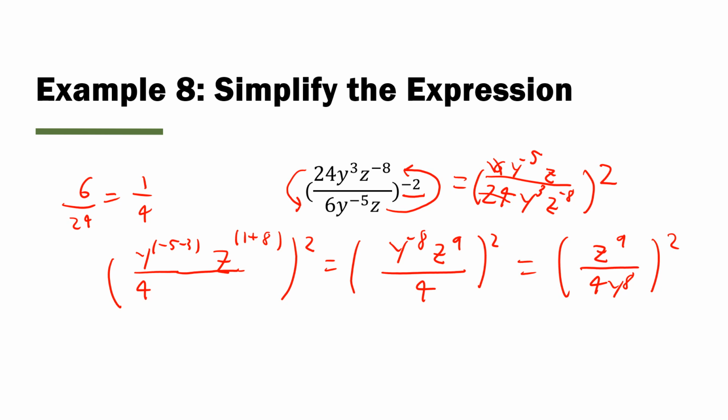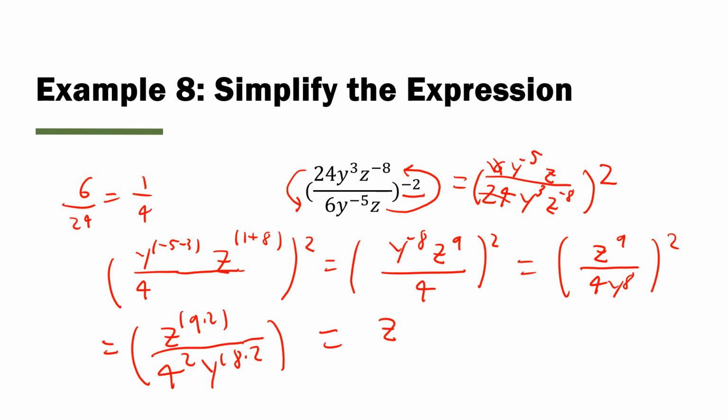Okay, I have no more simplification to do inside the parentheses, so let's go ahead and distribute this 2. So this becomes z to the power of 9 times 2 divided by 4 to the power of 2 times y to the power of 8 times 2. And this becomes z to the power of 9 times 2 is 18. 4 to the power of 2 is 4 times 4, or 16. And y to the power of 8 times 2 is y to the power of 16, because 8 times 2 is 16. And that's our final answer.